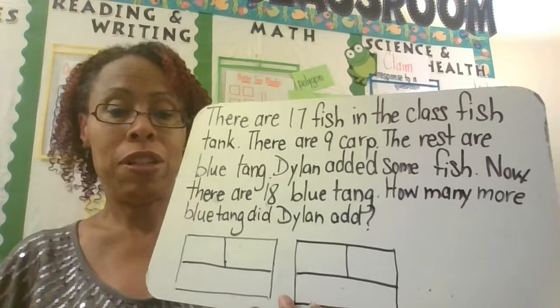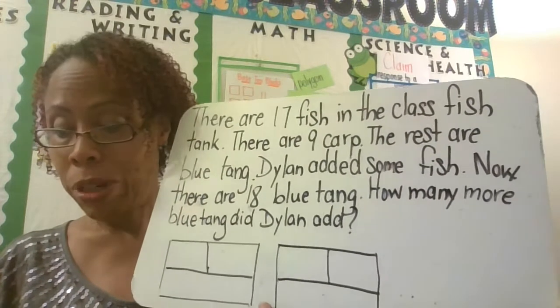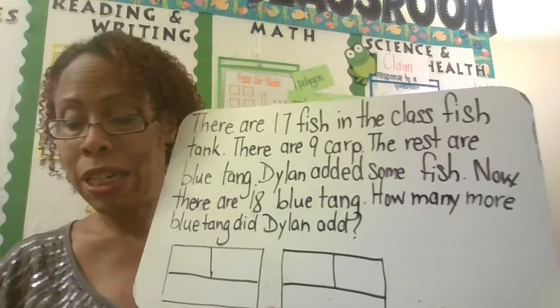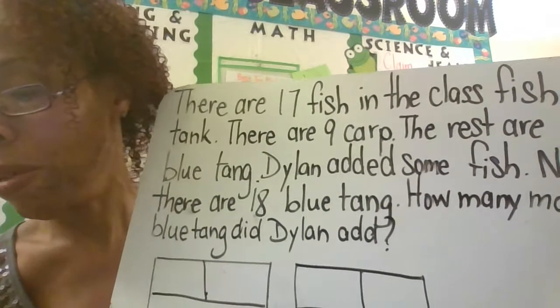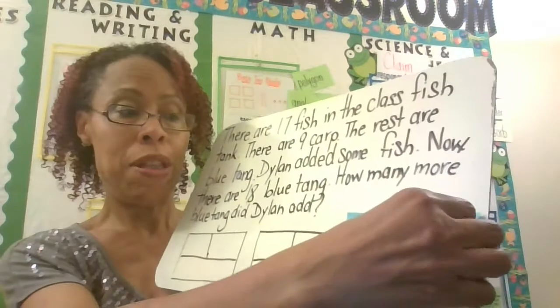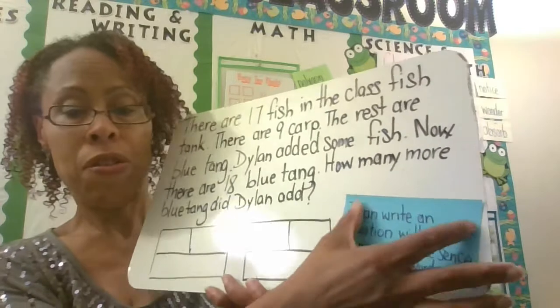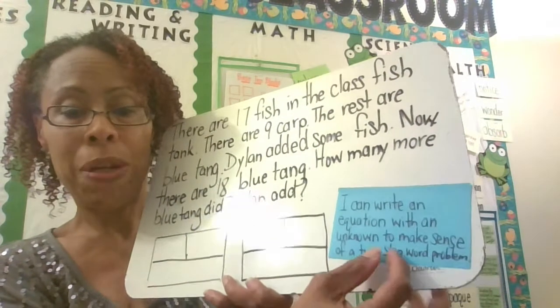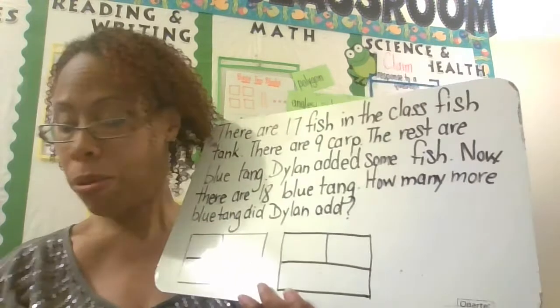All right, now first things first, as you can see, we call this a two-step word problem, but it really is a multi-step word problem. But we're going to use this objective: I can write an equation with an unknown to make sense of a two-step word problem.